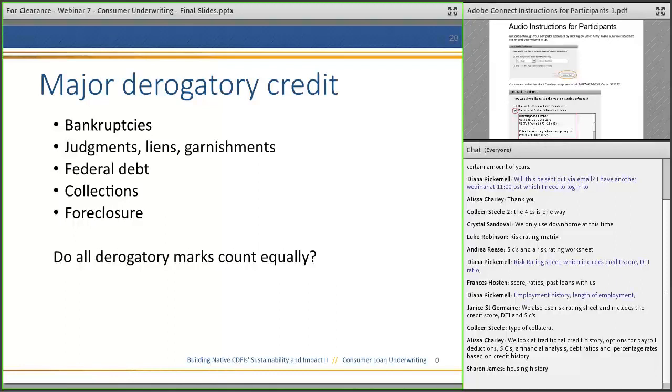Another thing you want to look for is major derogatory credit: bankruptcies, judgments, liens, garnishments, any federal debt, collections, anything that's gone to collections, foreclosures. And then, depending on the derogatory credit, if any, do they all count equally, or are some worse than others for your organization? Just all kinds of things to consider when you're evaluating this.